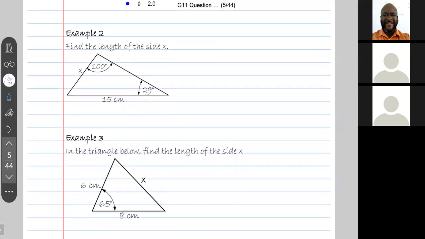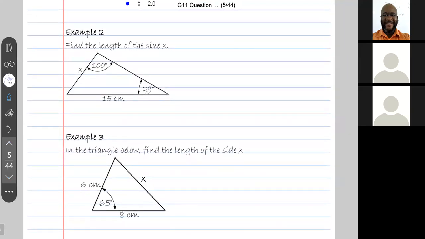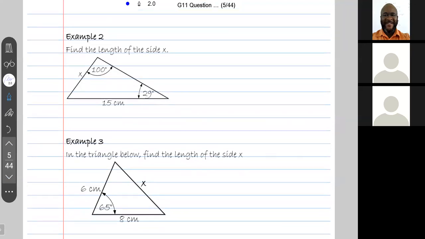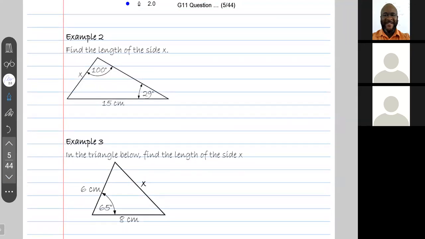All right, so let's have a look at example 2. In example 2, we're asked to find the length of the side x. All right, the first thing I would point out is that this is a non-right angle triangle. And the tools for solving the non-right angle triangle are sine rule and the cosine rule. So once that is established, the next thing you want to do is to determine which rule are you going to be using. So first of all, we have to look at what do we have.